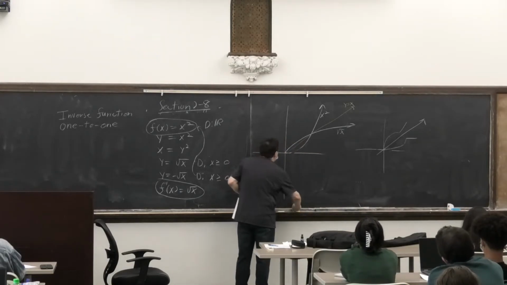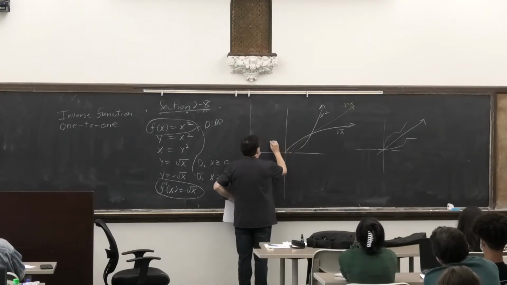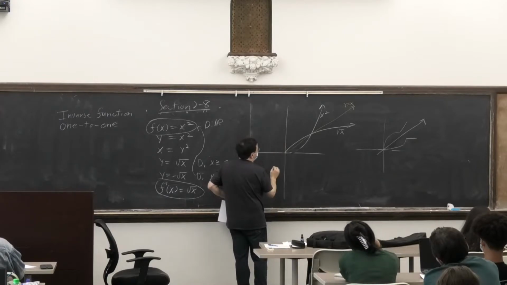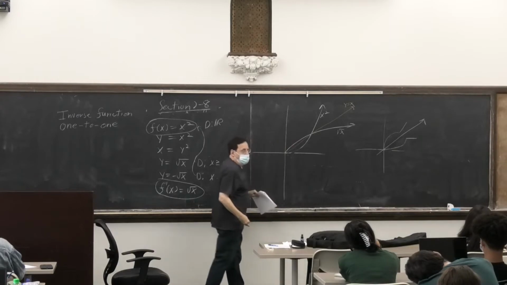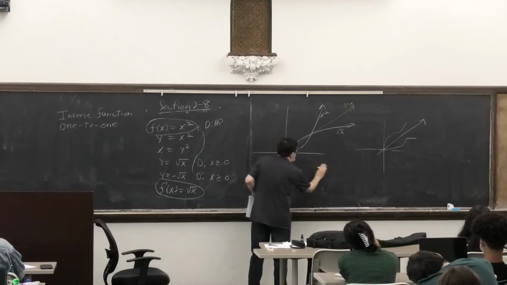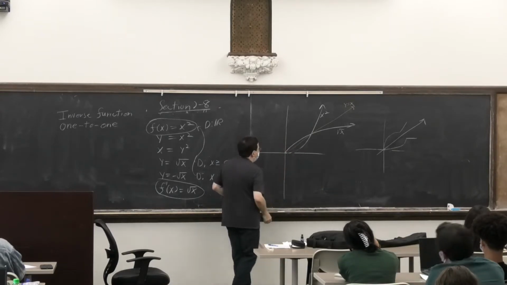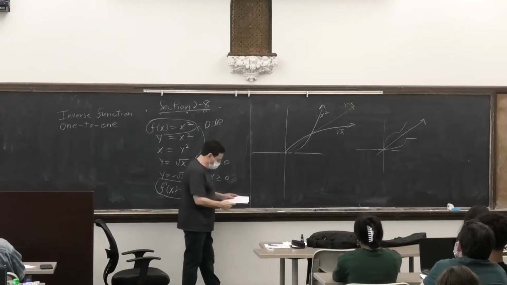Also, if there's a problem with the domain, it's going to show up right away. We'll no longer pass the vertical line test. You can see right away we have to limit it.